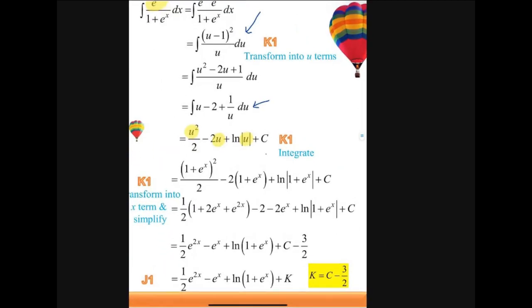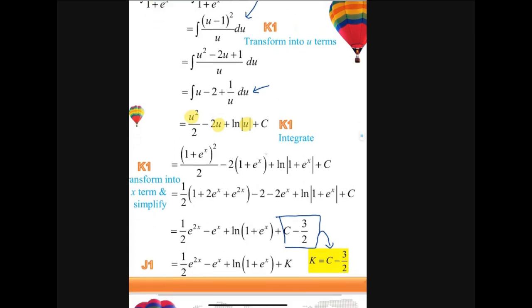Expand everything and then rearrange everything. And for the constant part, c minus 3 over 2, we have to change into k, as that is known as one constant. And finally, we can get what the question asked for. So for the final part, make sure you simplify carefully as the question asks. Okay, settle with question number 2.